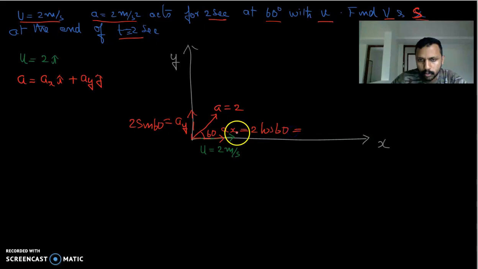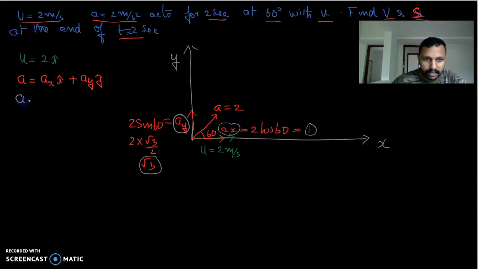What is 2 cos 60? Cos 60 is 1 by 2. Therefore, 2 into 1 by 2 is 1. Then, what is sin 60? Sin 60 is root 3 by 2. Therefore, 2 into root 3 by 2 means it is root 3. Therefore, ay can be rewritten as root 3, and ax can be written as 1.